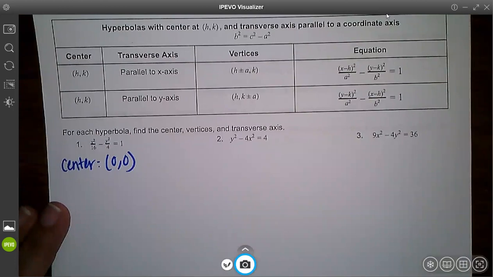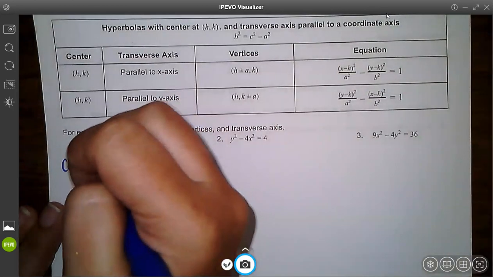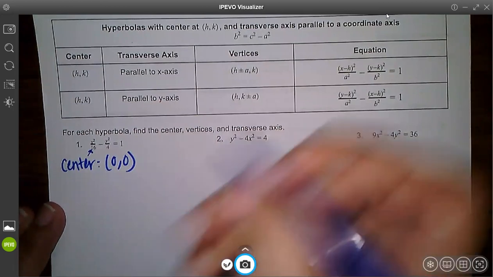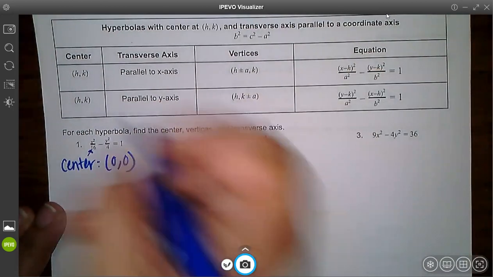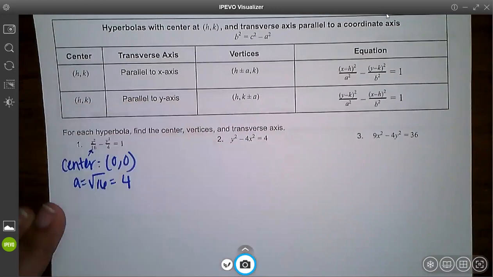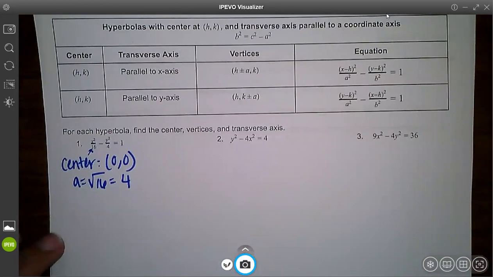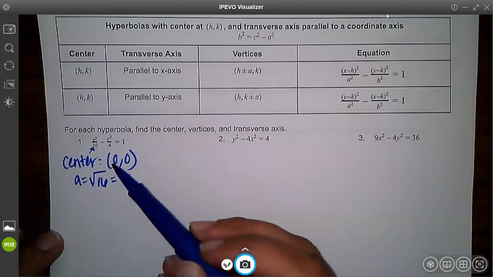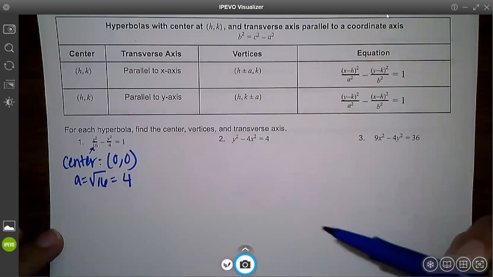Then our a value is our bigger number. The reason it's our bigger number is that it's the positive one. Whichever one is positive is bigger than a negative one. It's always the positive one. Remember this is a squared and b squared, so a is going to be the square root of 16, which is 4. We will use that a value to find our vertices. Your a value is the distance from the center to each vertex.